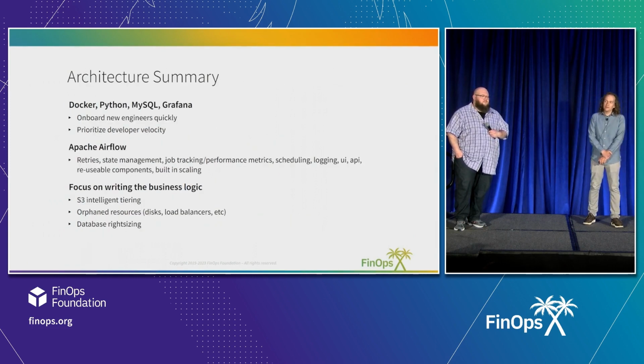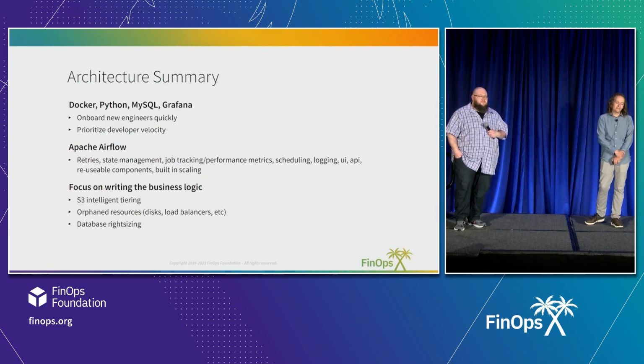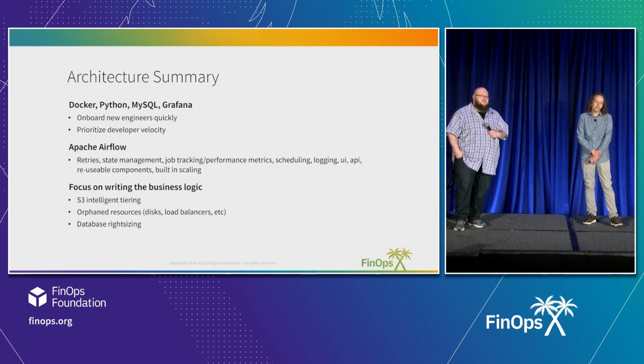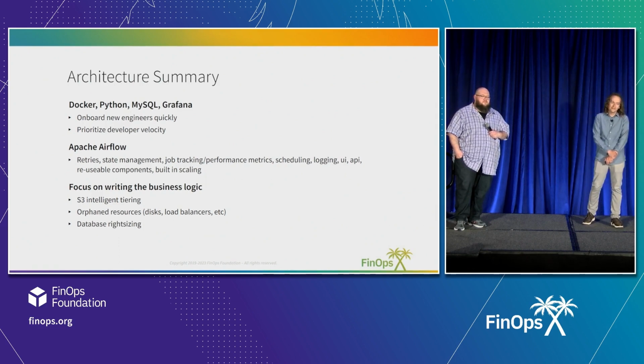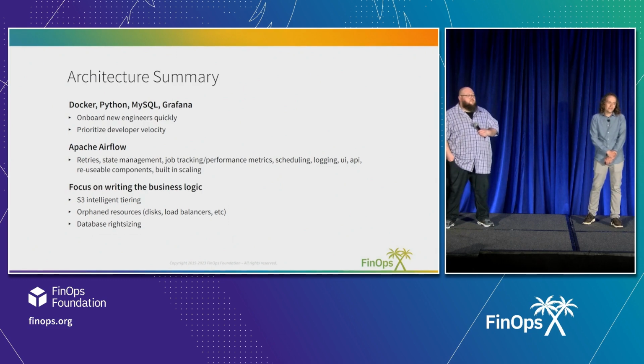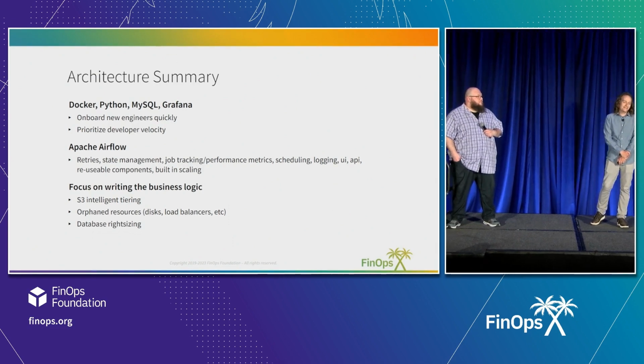So I'm going to gloss over the architecture summary because I don't think it's critically important what our technology choices were. We chose Docker, Python, MySQL, and Grafana simply because those are dominant technologies and there were things our team was already good at. So for the engineering teams out in the audience, I'd say pick what you're already good at. You just need to integrate with the cloud provider's SDK. So whatever you're good at today, continue using that.